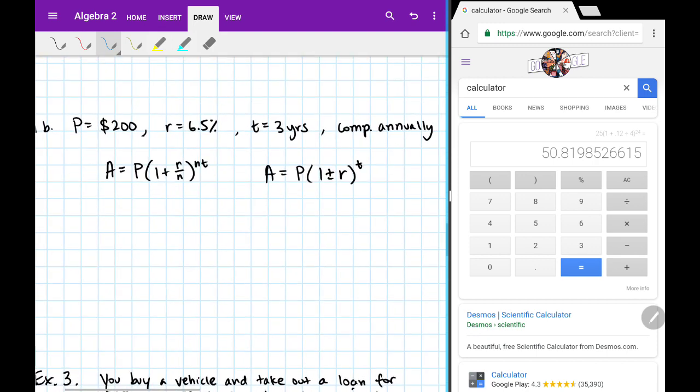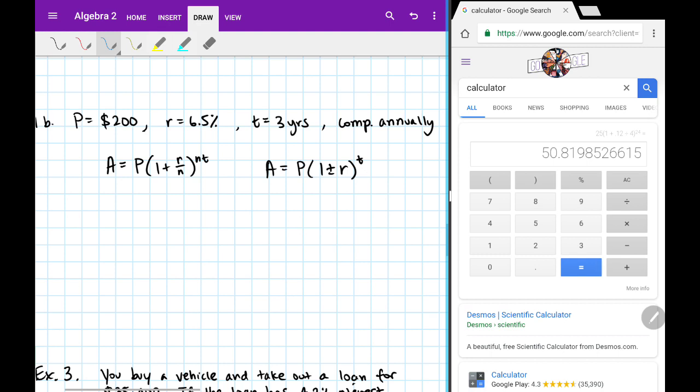Problem number 1B says you're taking $200 now. So that's P. Check mark, we got P down. You're investing it at a rate of 6.5%. Let's write that in decimal format. Take this decimal, move it over 2 spots, fill in the blank. So that's 0.065. So we got R. Next, T is 3 years. So T is equal to 3, got that. And it's being compounded annually. That means that n equals 1.